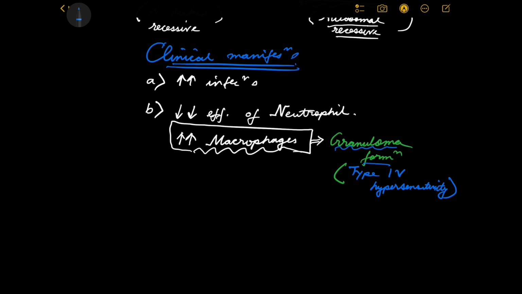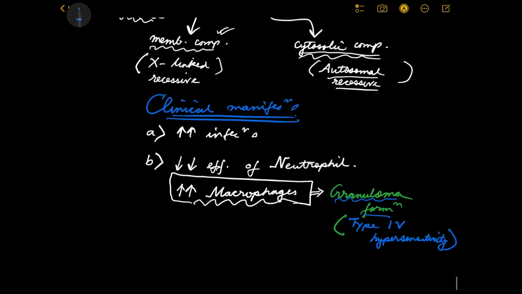Now, there is actually a lot to talk about in chronic granulomatous disease, but we won't be going into the details of those. For example, there is a lot to talk about as far as the diagnostic tests are concerned. This has been asked in previous PG entrance examinations. So, there is the NBT test, the dihydrorhodamine test, and the cytochrome reduction assay test.